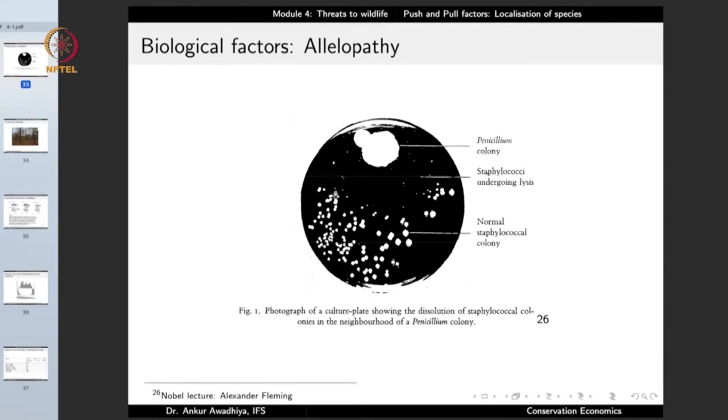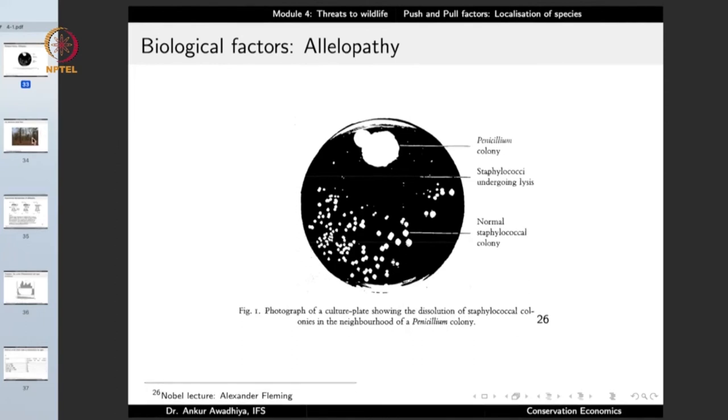And because of this antibiotic, and here we are seeing bacterial colonies, which belong to staphylococci. So here we have staphylococcal colonies, and in this zone where you have the penicillin, we are seeing that the staphylococci are undergoing lysis. So the penicillium colony is secreting something that is killing off or inhibiting the growth of these bacteria. So a phenomenon such as this is known as allelopathy.